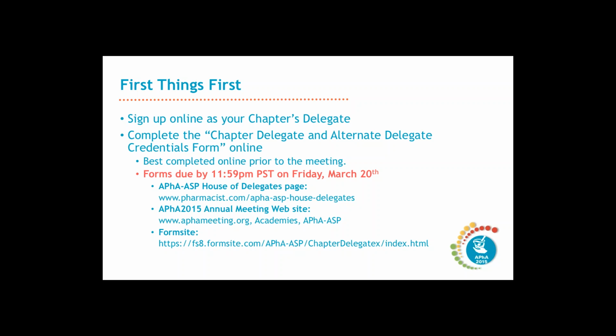Again, it's best to have this completed prior to the meeting, but we do understand that there are some extenuating circumstances, such as travel, that ultimately cause a delegate to not arrive on time or possibly not be there at all. In those extenuating circumstances, the form can be completed again and the changes can be made. But for the bulk of the chapters going through this process, we need you to complete the chapter delegate and alternate delegate credentials form online by March 20th.